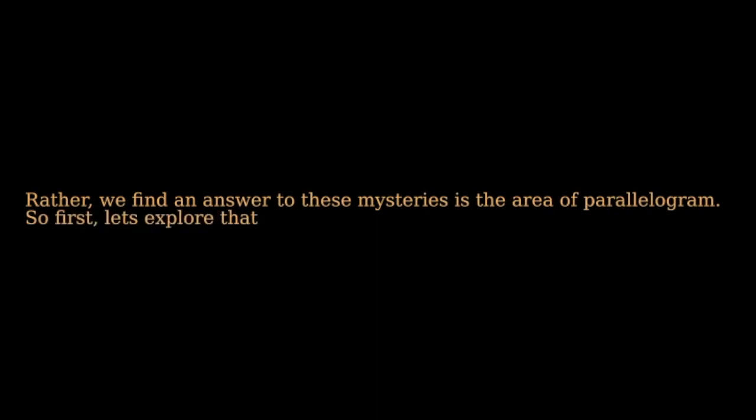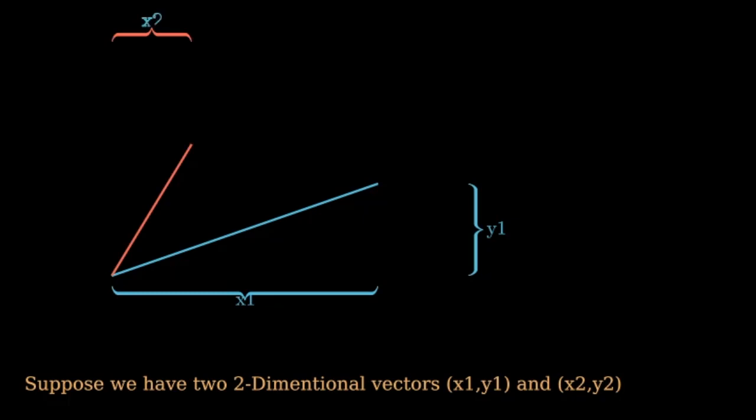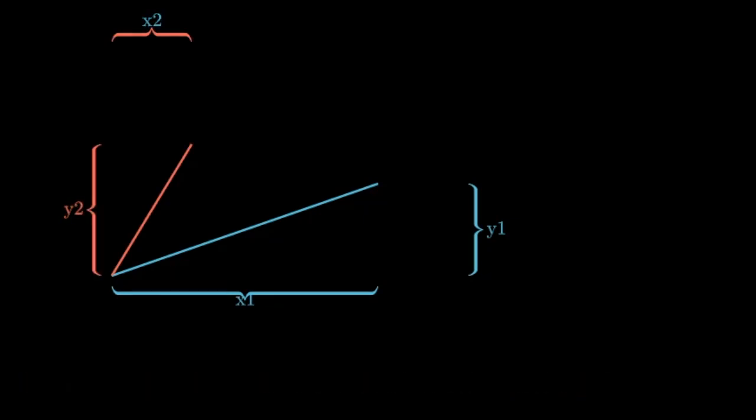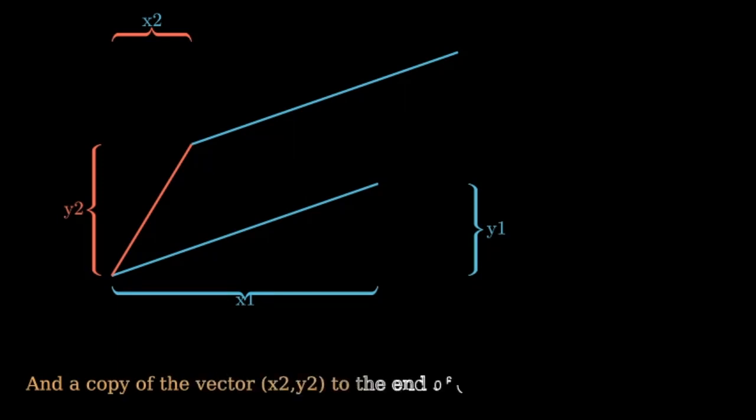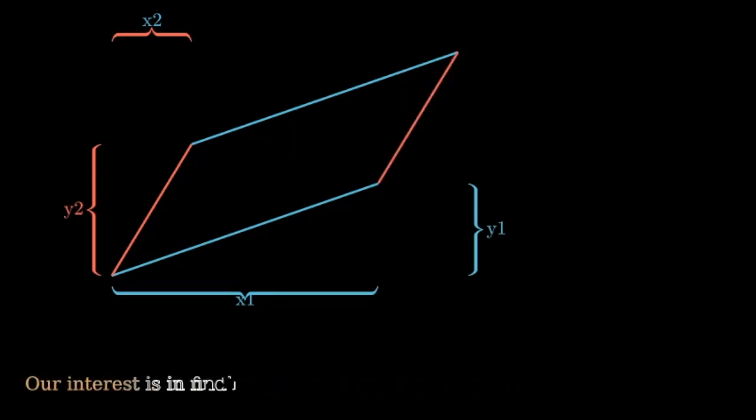So let's explore that. Suppose we have two two-dimensional vectors (x1, y1) and (x2, y2). Let's add a copy of the vector (x1, y1) to the end of (x2, y2). And let's add a copy of the vector (x2, y2) to the end of (x1, y1). And now we have a parallelogram. And our interest is in finding the area of that parallelogram.